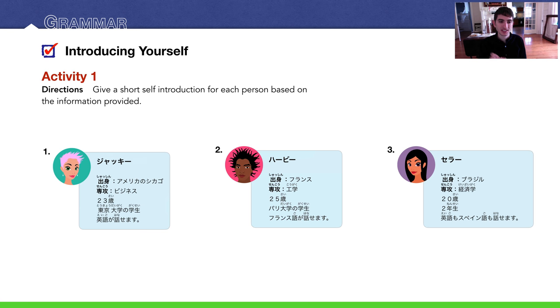専攻 business. She is 23 歳. She is 23 years old. 東京大学の学生です. She is a student at Tokyo Daigaku, Tokyo University. 英語が話せます. She can speak English.